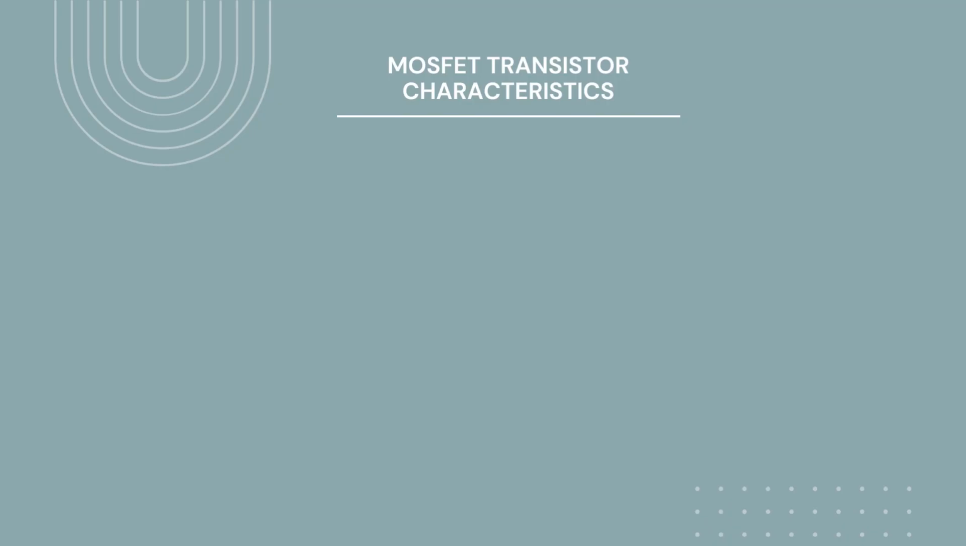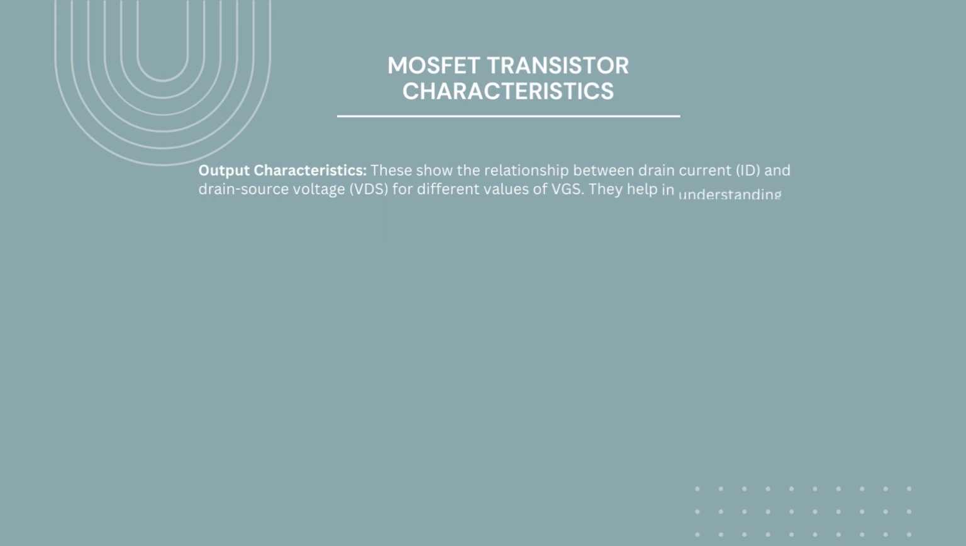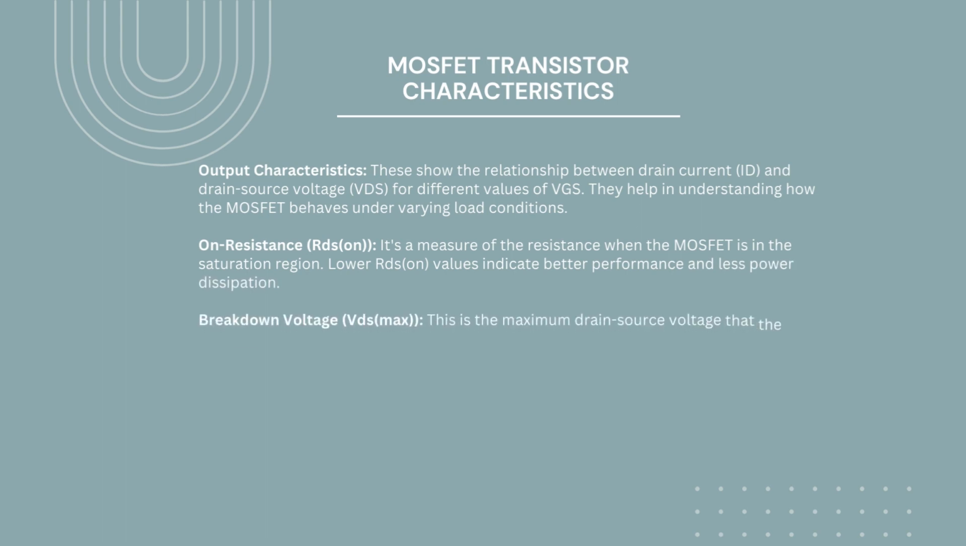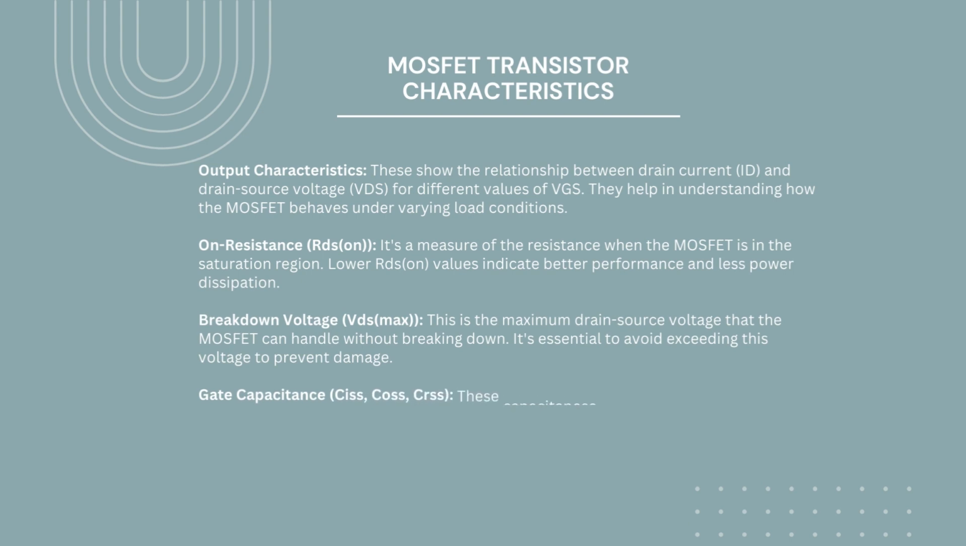Let us discuss the output characteristics. The output characteristics show the relationship between drain current and drain to source voltage for different values of gate voltage. They help in understanding how the MOSFET behaves under varying load conditions. If I say output characteristics, it means that I am talking about the output current and the output voltage. As I have told you, the current remains on the y axis and the voltage remains on the x axis.